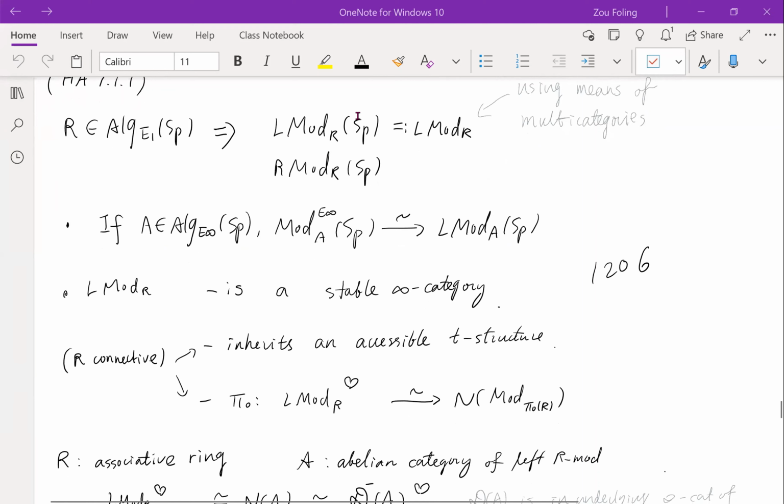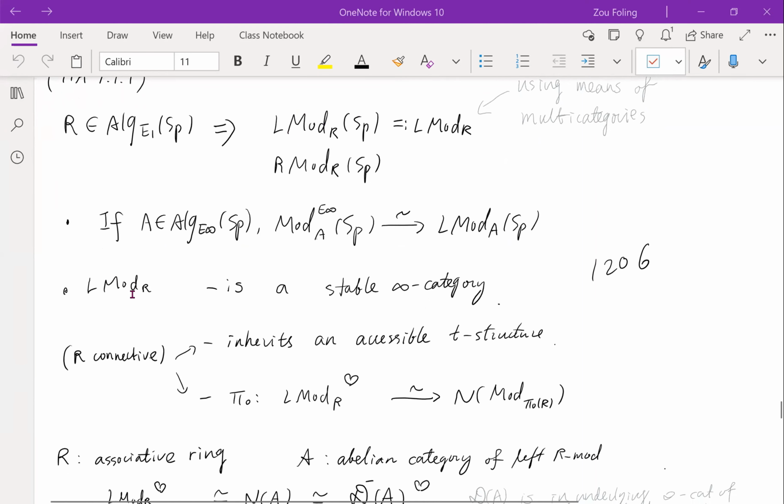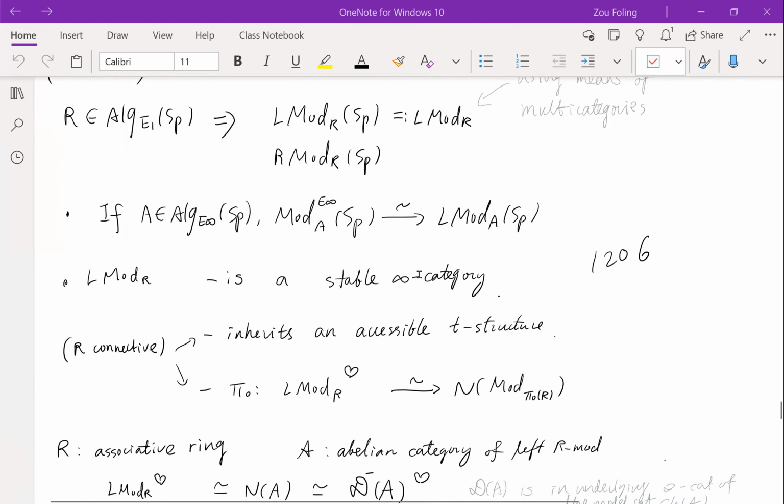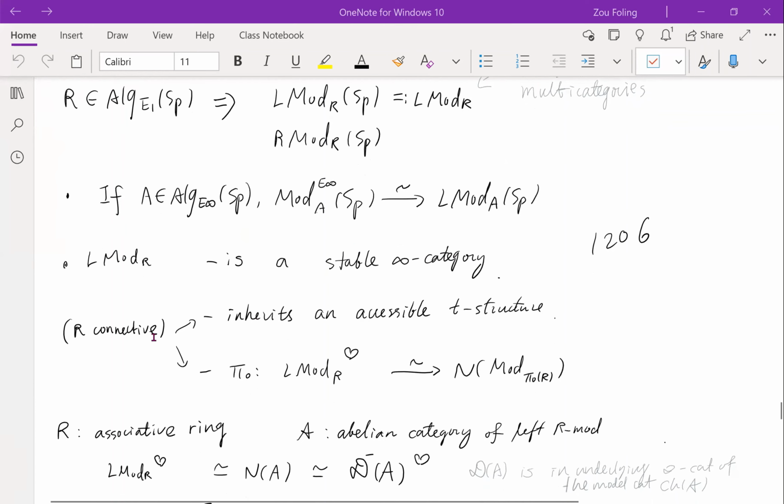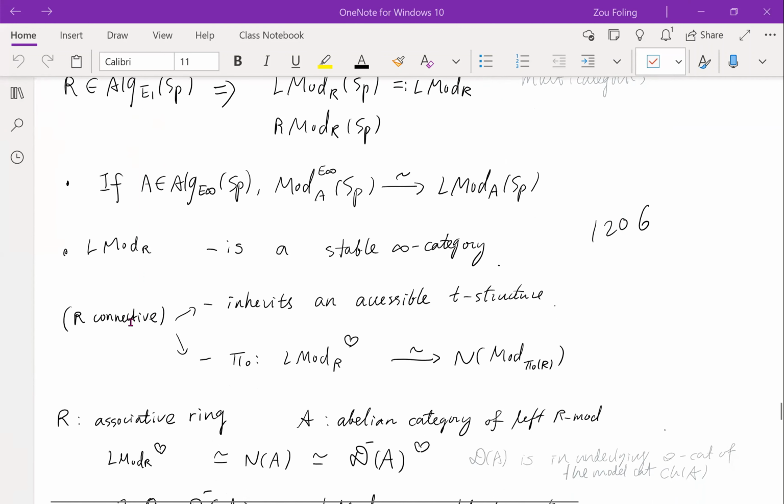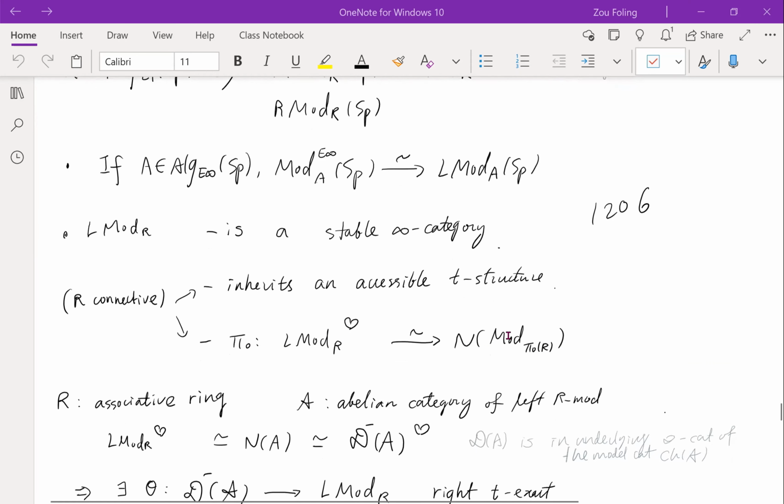And this left module category, first of all, is a stable infinity category. And if the E1 ring spectrum R is connective, then the module category also inherits an accessible t-structure, and the pi 0 gives an equivalence from the heart of the t-structure to the nerve of the pi 0 R modules.